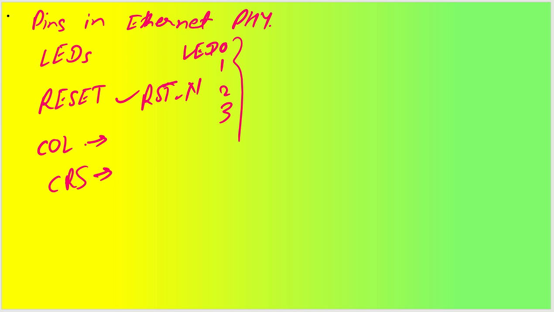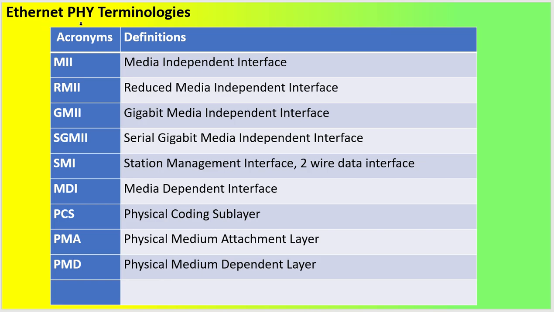So, in a nutshell, we will try to understand the different terminologies. As I have been telling you, MII is nothing but media independent interface, which sits between the MAC and Ethernet. Then RMII is also there: if you have to reduce the data rate, you can go ahead with reduced media independent interface. It requires fewer pins for interfacing.